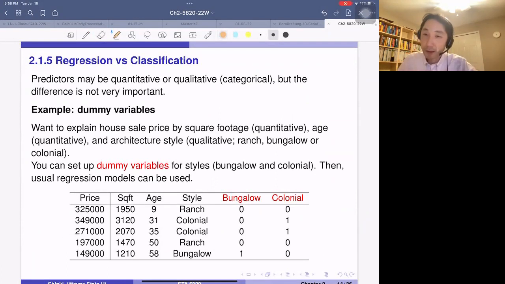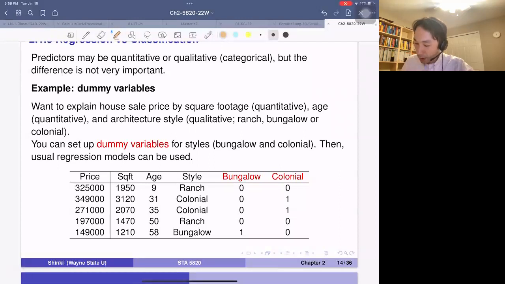But at least the model for a continuous response and the model for a qualitative response, those two models are totally different, basically, but for the predictors it may not matter, whether predictors are quantitative or qualitative. Basically, we can use the same model, and this explains why.